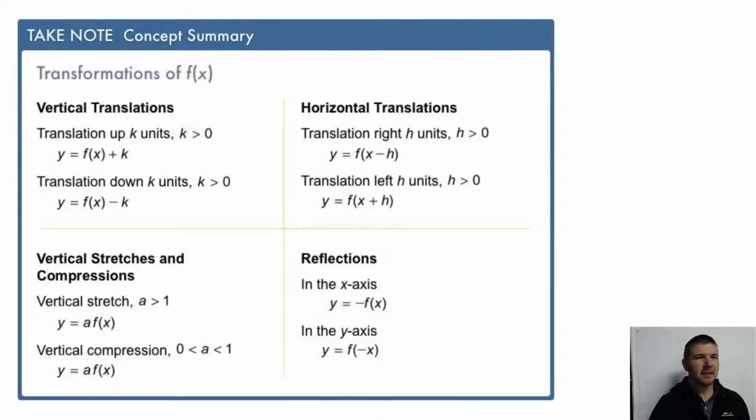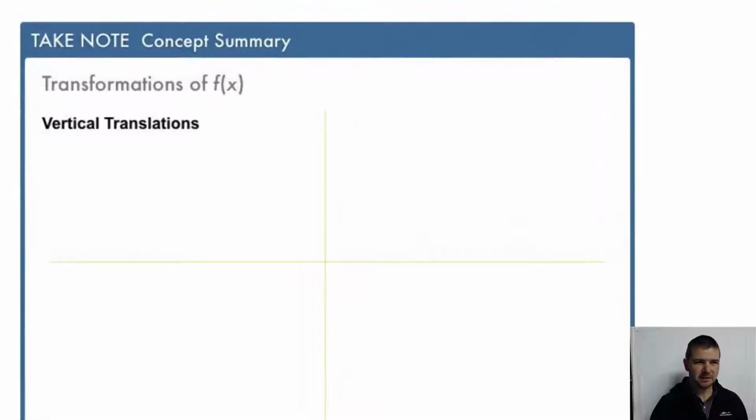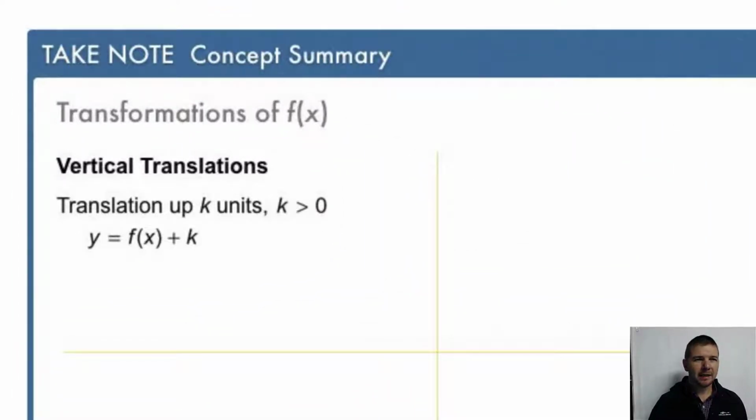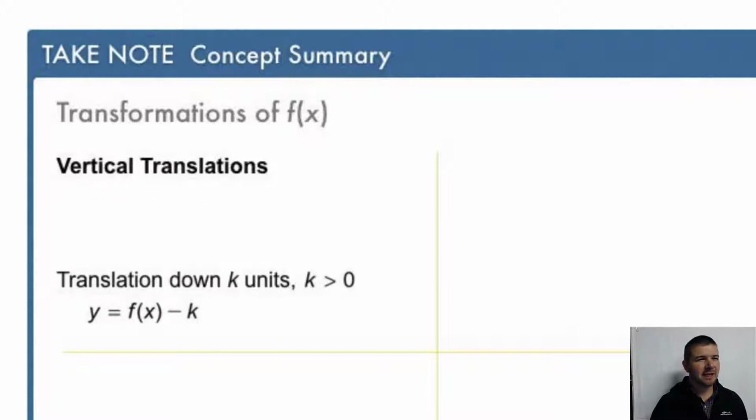Take note, concept summary. Transformations of f of x. Well, vertical translations. A translation up k units, if k is greater than 0, can be represented y equals f of x plus k. A translation down k units, assuming again that k is greater than 0, can be represented as y equals f of x minus k.